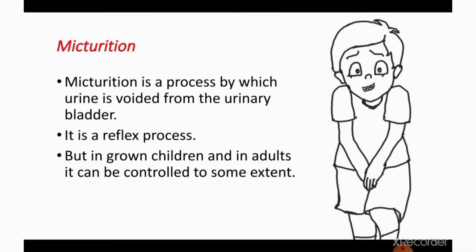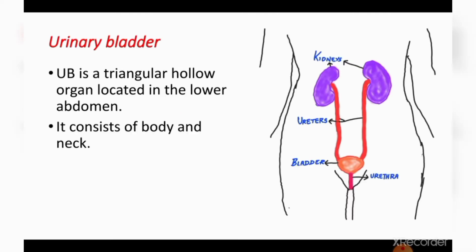But in some grown children and in adults, it can be controlled to some extent. It means only to some extent. That is, if the time exceeds, micturition will automatically occur and it is not under our control. Before getting into the process of micturition, you need to know the basic anatomy and nerve supply of the urinary bladder and urethra. So let's start with the basic anatomy, starting with the urinary bladder.